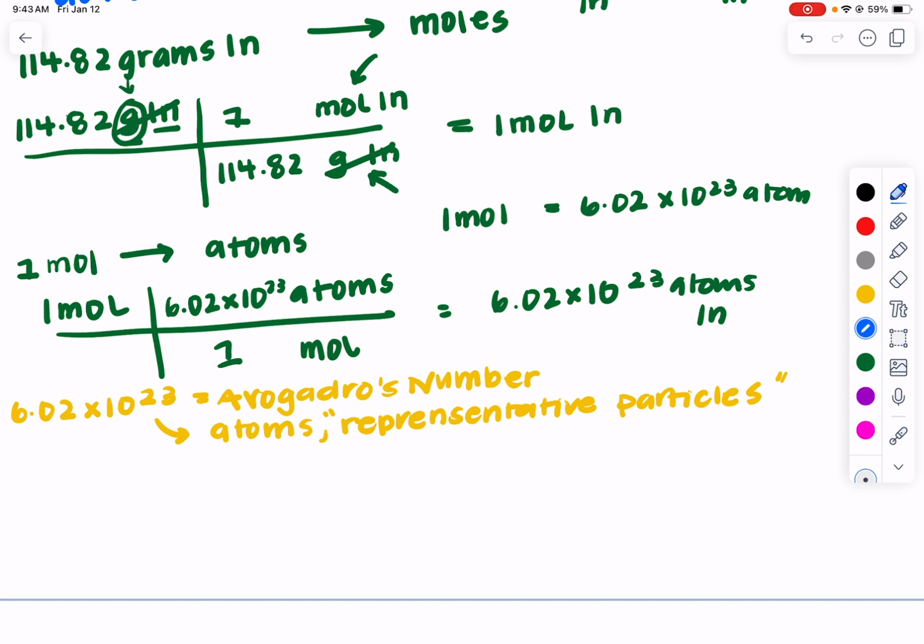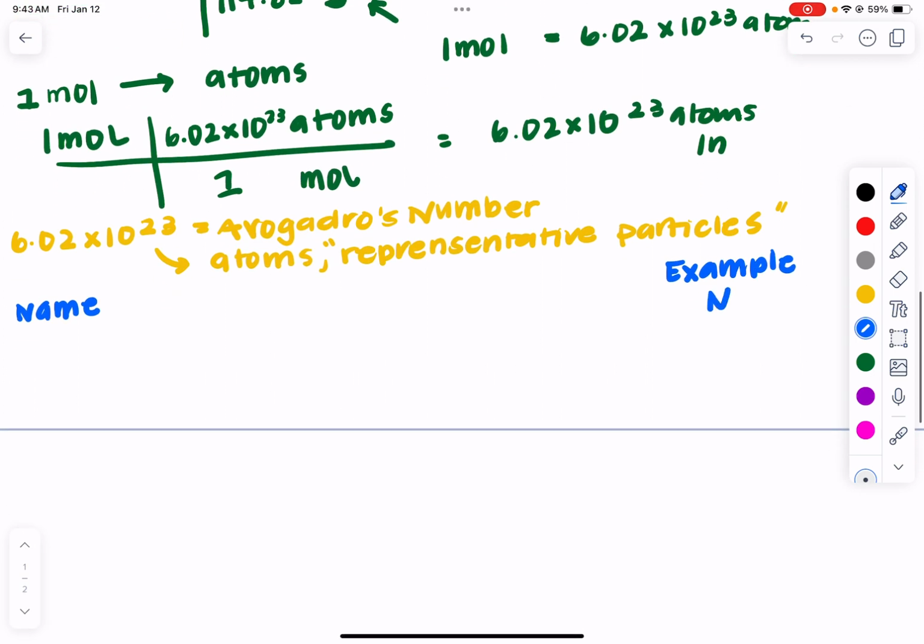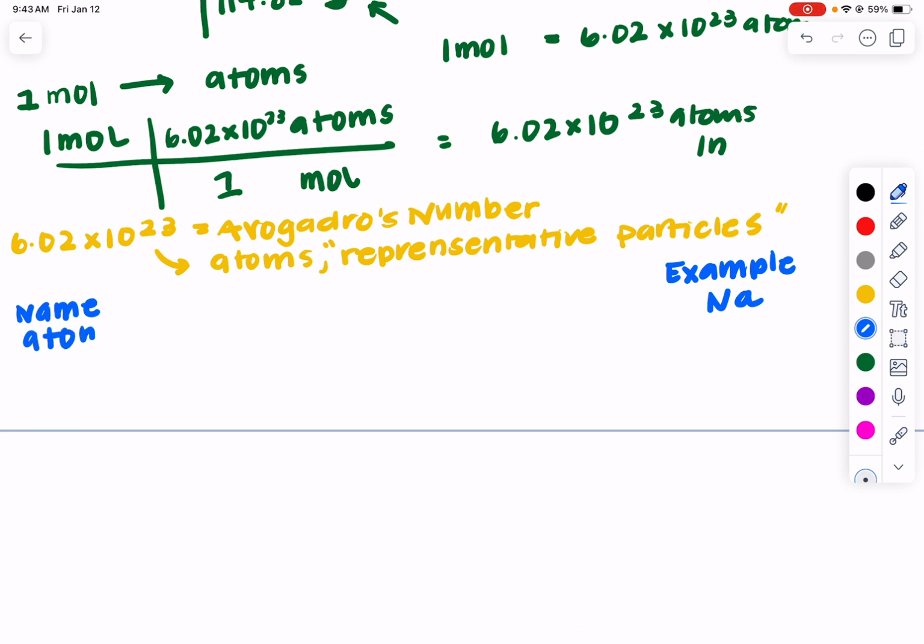With that being said, we could also use a series of other names as well. If we have something like sodium, the base of sodium is an atom. So we would use an atom for that number. But let's say we have something like NaCl. This is no longer an atom. This is now a molecule. So in 1 mole of NaCl, we'd have 6.02 times 10 to the 23 molecules.